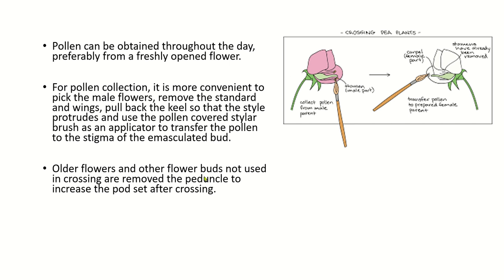Okay, all flowers and other flowers that are not used in crossing are removed, down to the peduncle, to increase the pod set after crossing. So once you have emasculated or once you have pollinated, you remove the other flowers. Normally in the case of cultivated crop plants, we are not supposed to remove the flowers because these are the source of the pods or the fruits. You all know, fruit is originated from flowers. If you pluck out flowers or if the flower drops, it will be a loss to the farmer.